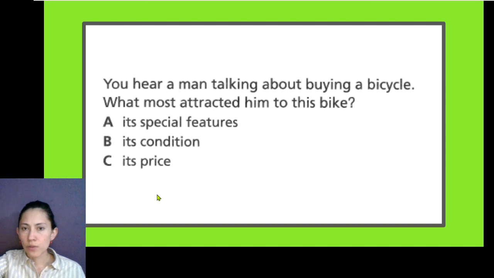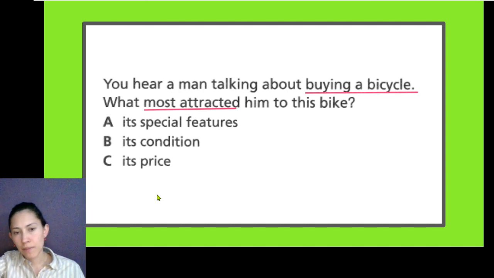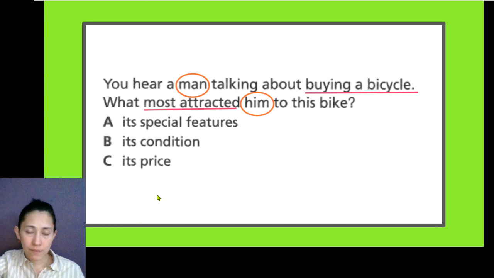What most attracted him to this bike? Well, here for sure you should underline the part about buying a bicycle and most attracted. Focus on that. Of course, you also notice that you're talking about a man, or him. So if it's a monologue, that's quite easy. If it's a conversation, focus on the man. And you also need to keep in mind the 3 options: special features, condition, and price.